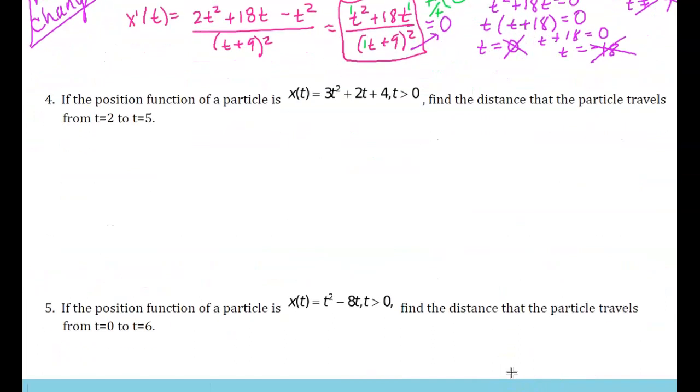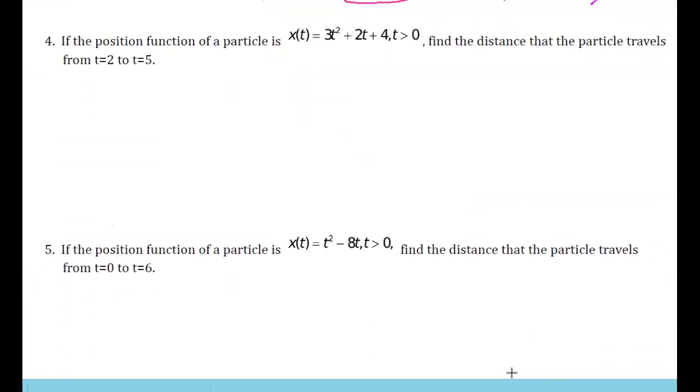All right, let's look at number 4. This one's definitely a nicer one, but number 3 was good because sometimes stuff like that happens. So if this is the position, I want to find the distance that the particle travels, from t equals 2 to t equals 5. So what I'm going to do is find my position at t equals 2 and t equals 5. And if I want my original position, I'm plugging it into the original equation.